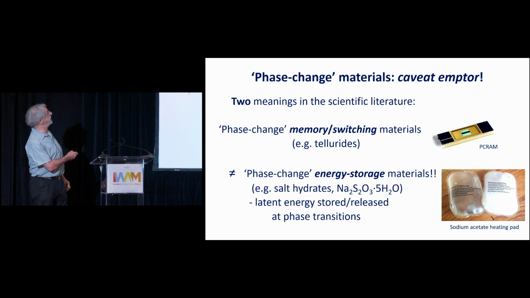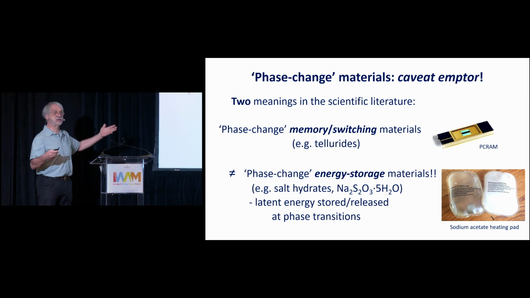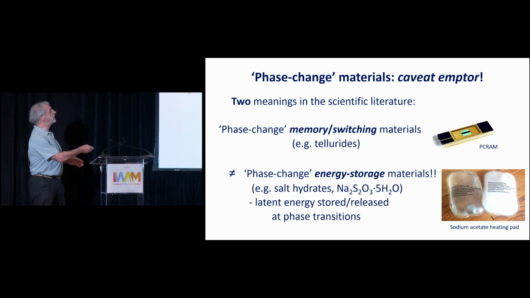I'm talking about phase change memory switching materials. If you go down another rabbit hole, you find that phase change materials refer to energy storage materials, those like salt hydrates, sodium thiosulfate or something, where the latent heat stored or released at phase transitions you just use as a heat source, basically. These are nothing to do with these, right? So I'm only talking about these phase change materials here.